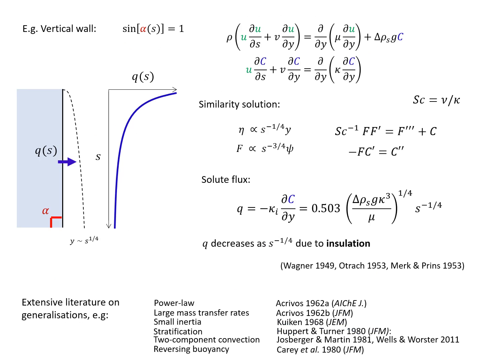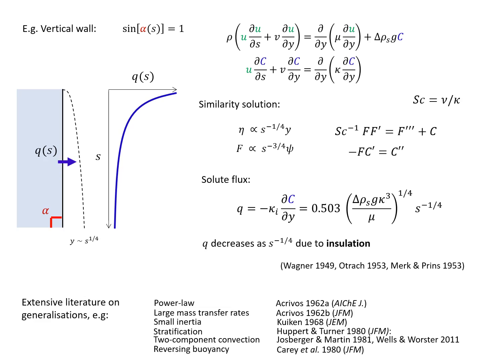So it's worthwhile first thinking about what happens in the case of a vertical wall, where alpha is pi over 2 everywhere. And in this case, there are similarity solutions. If you do a scaling analysis, you find that the boundary layer grows as the distance along the wall, s, to the power one quarter.